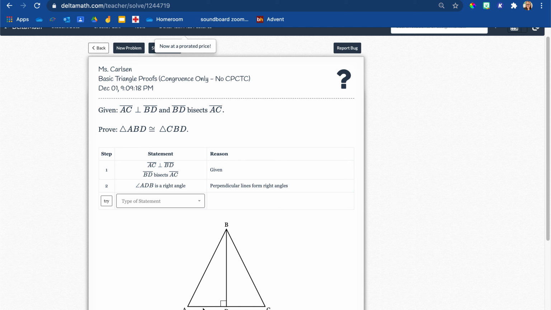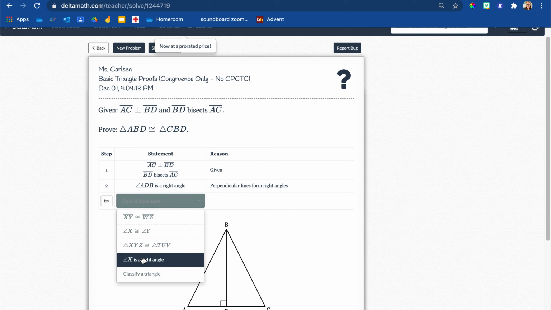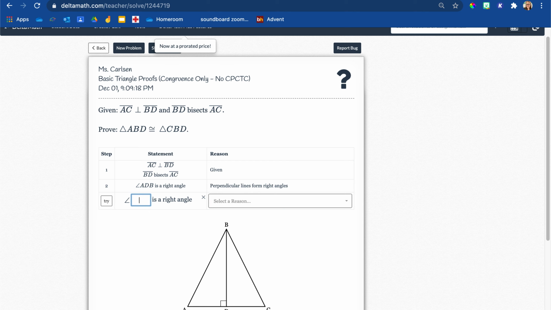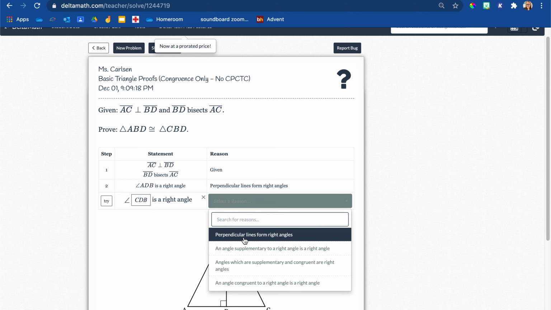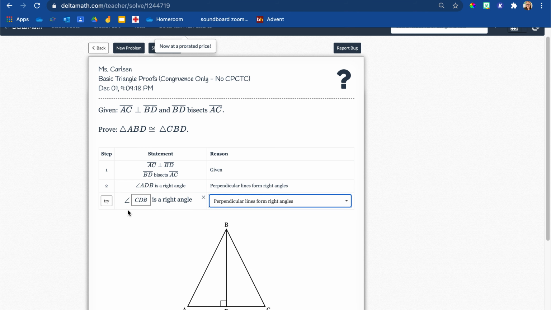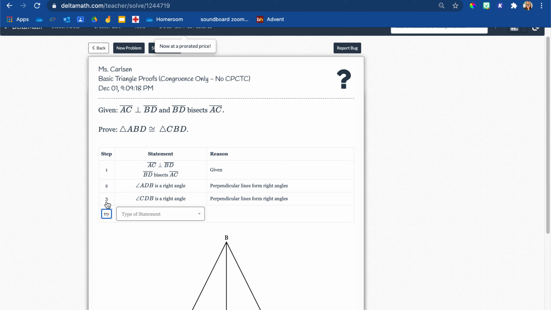Well, I already did ADB. So the other one is CDB. So we're going to make the statement that CDB is a right angle. And it's a right angle because perpendicular lines form right angles. And see, when I try that one, it goes through.